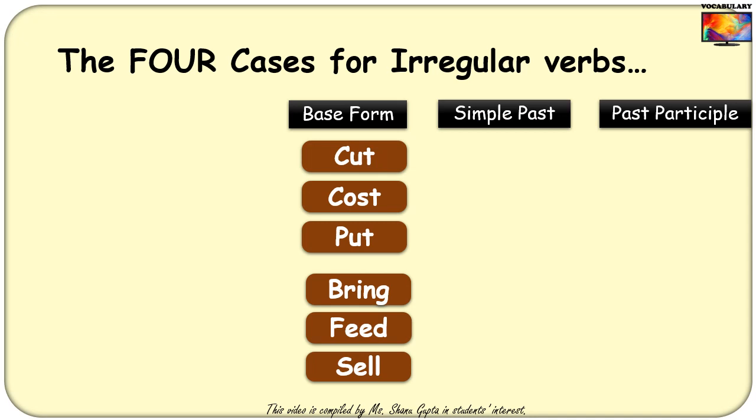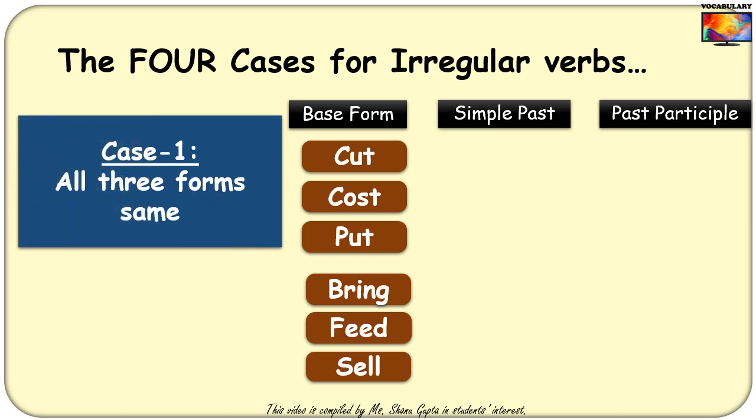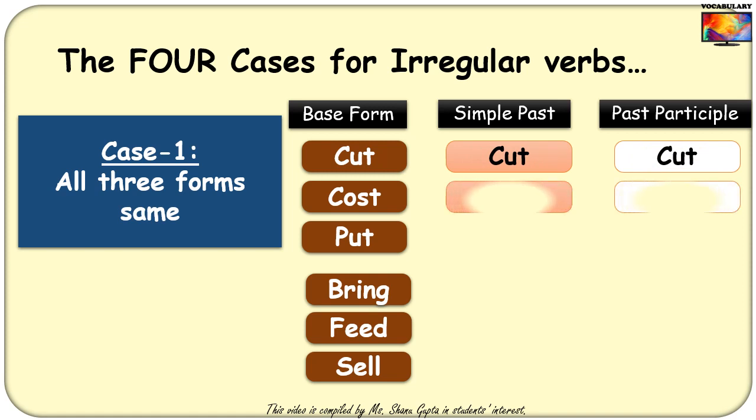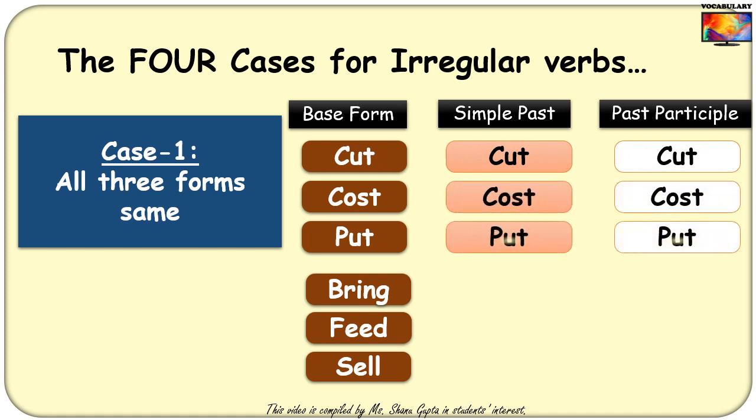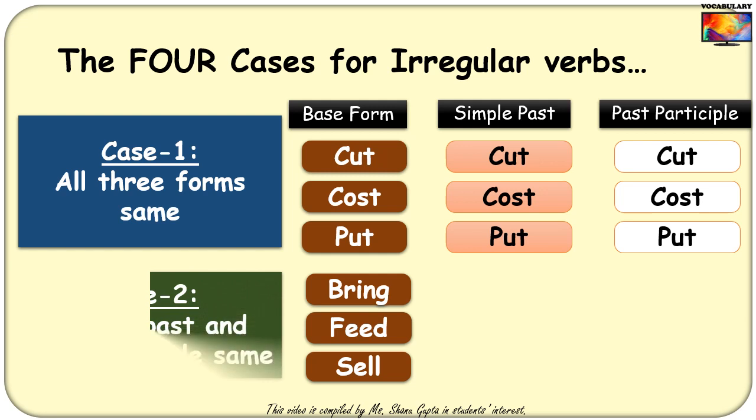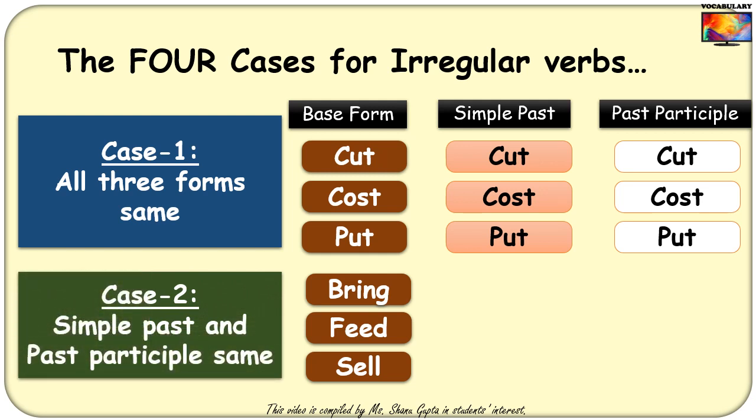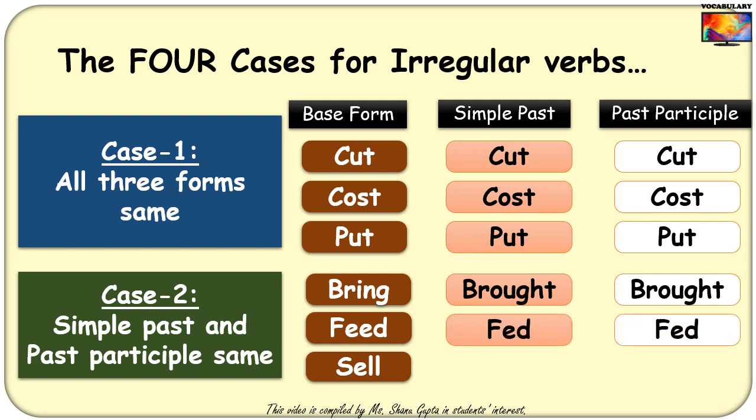Okay, for ease of understanding, there are only 4 cases for irregular verbs. Case 1, all 3 forms same, such as cut, cut, cut, cost, cost, cost, put, put, put. Case 2 is simple past and past participle same. Most of the irregular verbs fall into this category. Some examples are bring, brought, brought. Feed, fed, fed. Sell, sold, sold.